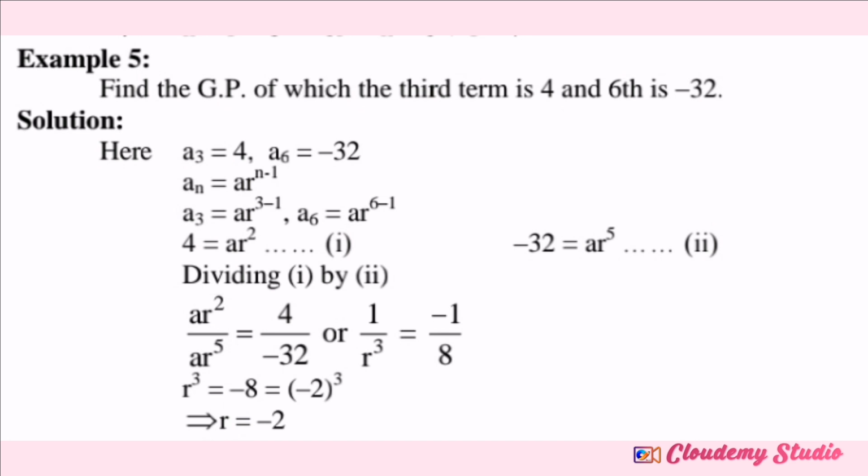Dividing equation 1 by 2: ar power 2 divided by ar power 5. a cancels with a. So 1 over r power 3 is equal to minus 1 over 8. r power 3 becomes minus 8, but minus 8 is equal to minus 2 whole power 3. So the value of r is minus 2.